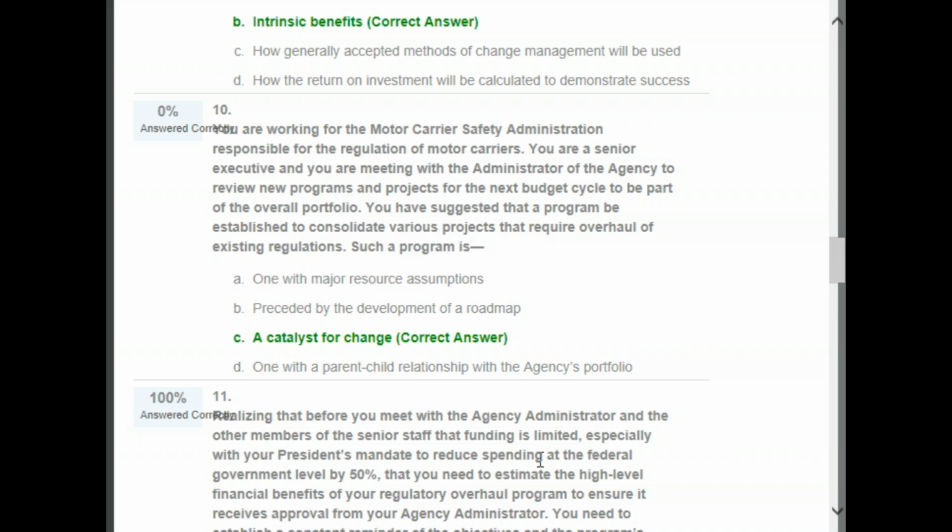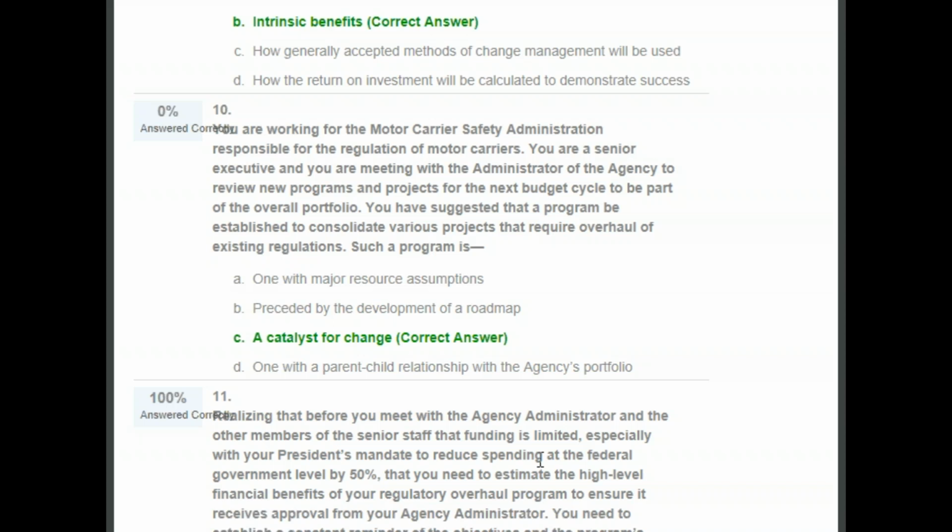Question number 10. You are working for the Motor Carrier Safety Administration, responsible for the regulation of motor carriers. You are a senior executive meeting with the administrator of the agency to review new programs and projects for the next budget cycle to be part of the overall portfolio. You have suggested that a program be established to consolidate various projects that require overhaul of existing regulations.